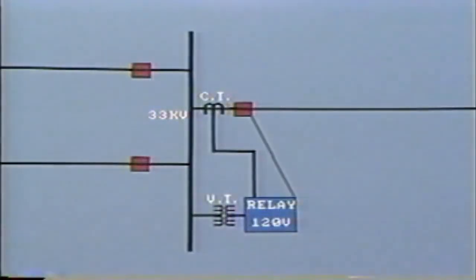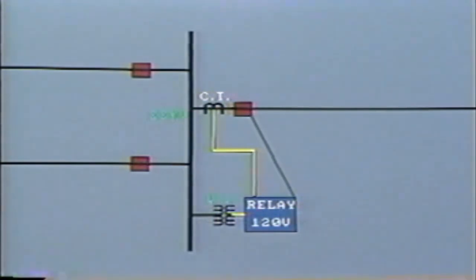However, let's return to the thrust of this program, that is, protective relaying of the power system. This circuit shows the elements of a very basic protection scheme. The inputs to the relays are provided by current and voltage. The voltage is measured by a voltage transformer connected to the bus, which may be at, say, 33 kV. The secondary side of the voltage transformer, or potential transformer as they are often called, delivers 120 volts to the relay.